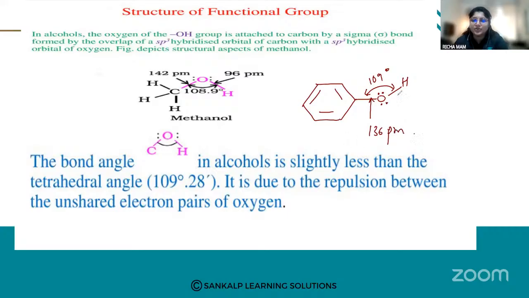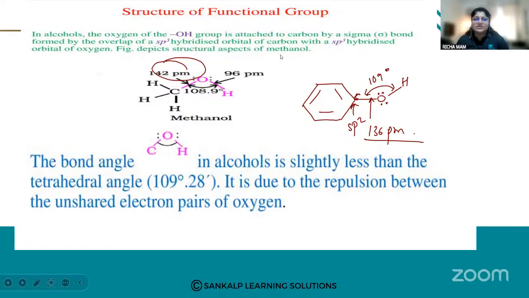In the case of phenols, the OH is attached to what type of carbon? It is an sp2 hybridized carbon of the aromatic ring. What is the bond length of the C-O? It is 136 picometer, which is slightly less compared to that of alcohols. What is the reason? The first reason is the sp2 hybridization of the carbon, which is slightly more electronegative. Also, this C-O bond has some partial double bond character, due to the conjugation of the lone pair of electrons of oxygen with the benzene ring. So these are the structures of the functional group.